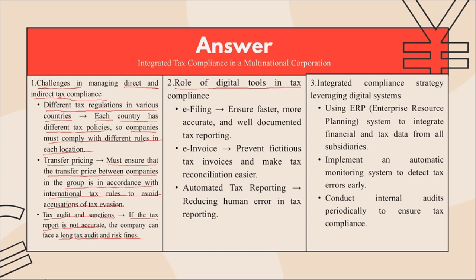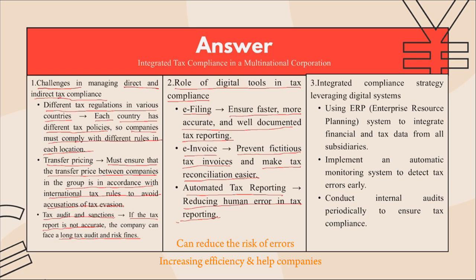There are e-filing, e-invoice, and automated tax reporting. The e-filing section ensures faster, more accurate, and well-documented tax reporting. The e-invoice section prevents fictitious tax invoices and makes tax reconciliation easier. And automated tax reporting reduces human error in tax reporting. So using technology in taxation can reduce the risk of errors, increase efficiency, and help companies remain compliant with tax regulations.